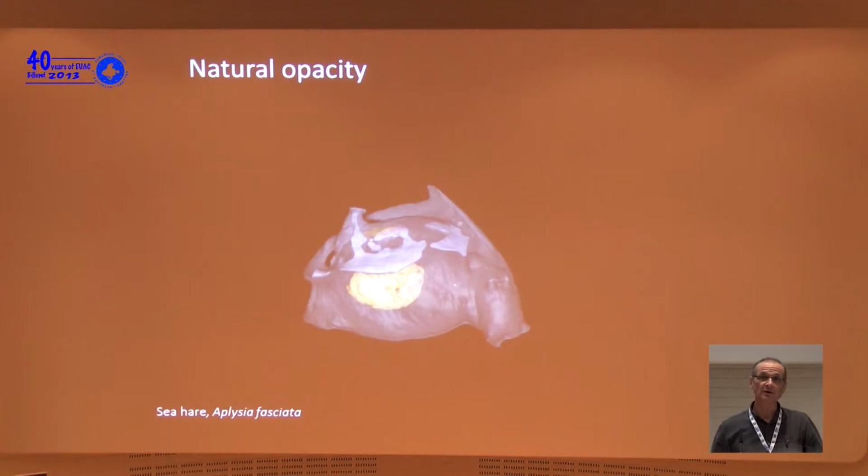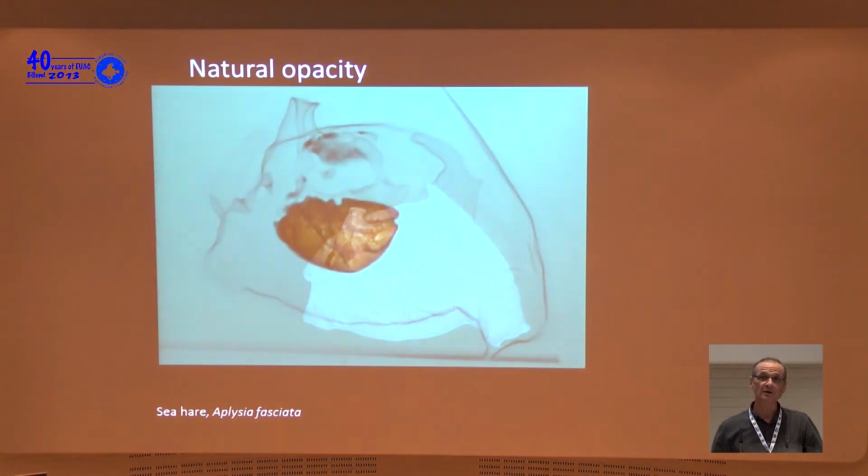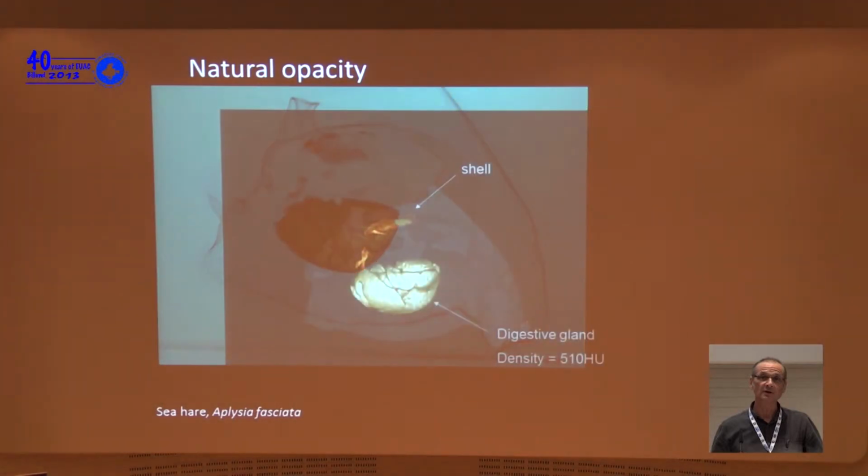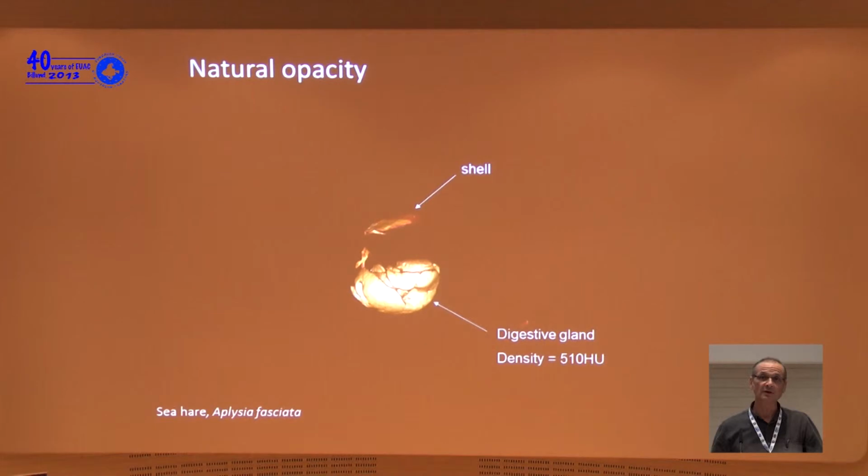Sometimes there can be natural opacity. We find on the sea hare Aplysia fasciata an opacity in the digestive gland. Here we can see the shell, which is very small on the sea hare, but here a very big part, which is the digestive gland, and which is 500 Hounsfield units, so very strong.